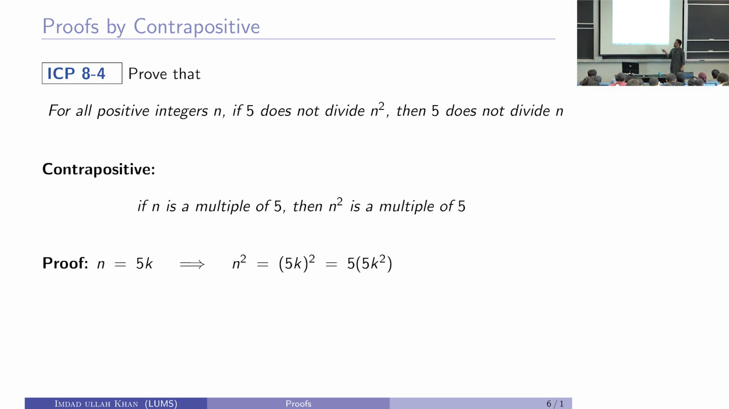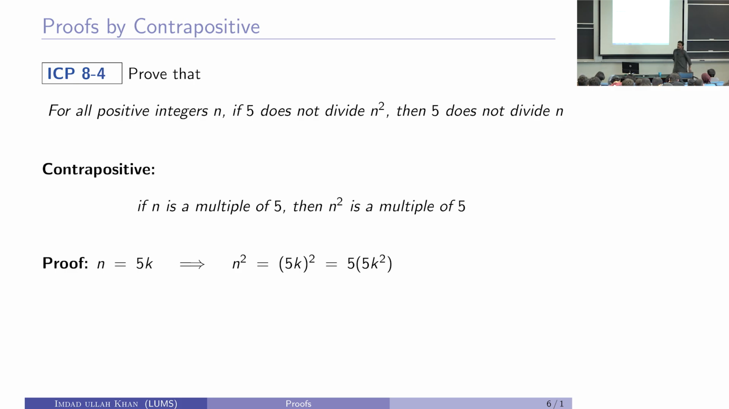So if n is a multiple of 5, this is a shorthand way of writing n equals 5k, where k is an integer. So then what is n squared? It's 5k times 5k, which is 5 squared times k squared, which is 5 times 5k squared. What do you see here? If k is an integer, then k squared is an integer, and 5 times k squared is an integer. So this last number is 5 times an integer. 5 times an integer is another word for multiples of 5, right. So if n is a multiple of 5, then n squared is also a multiple of 5.